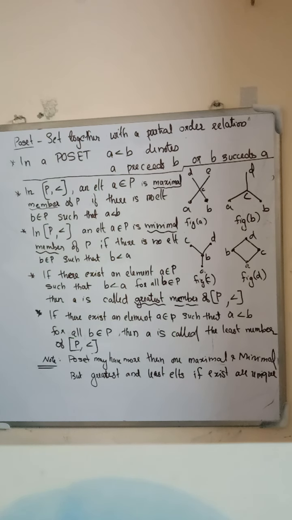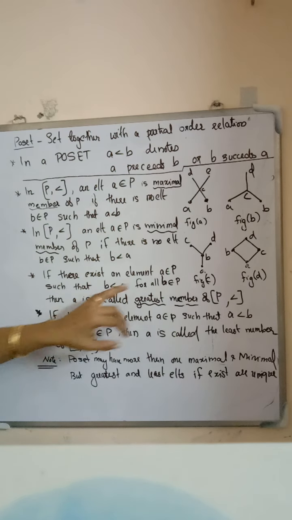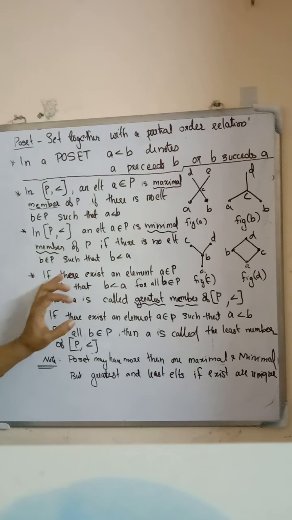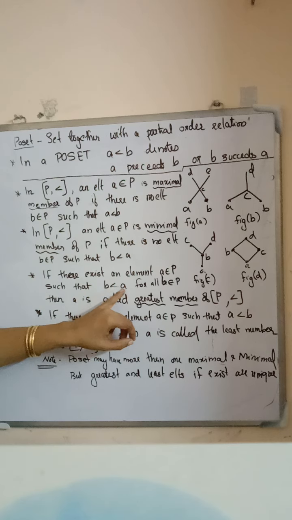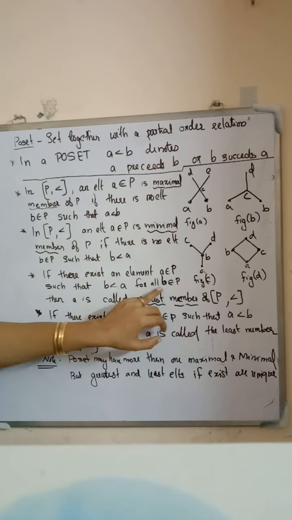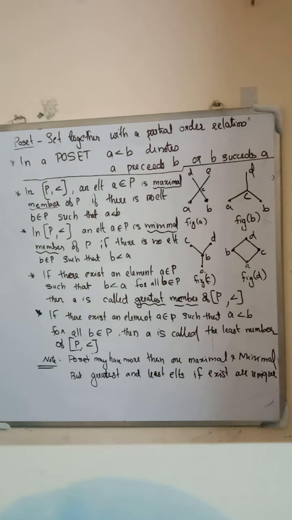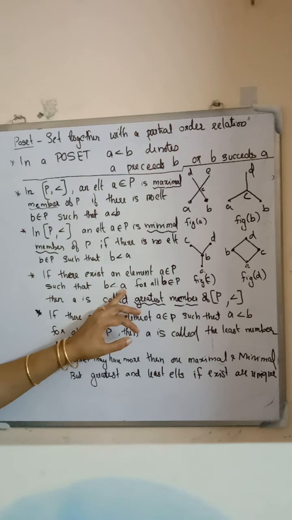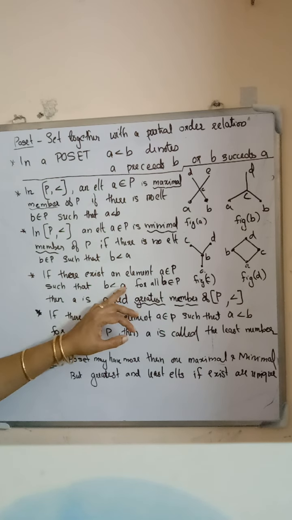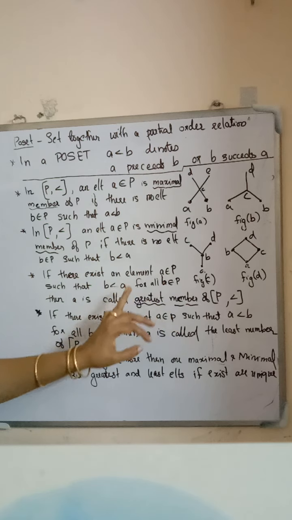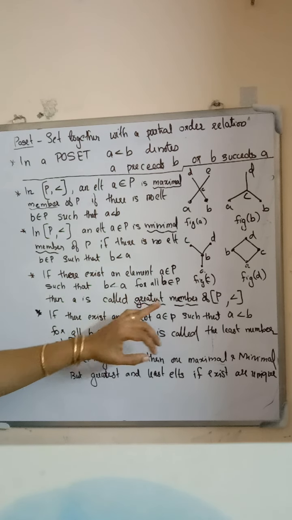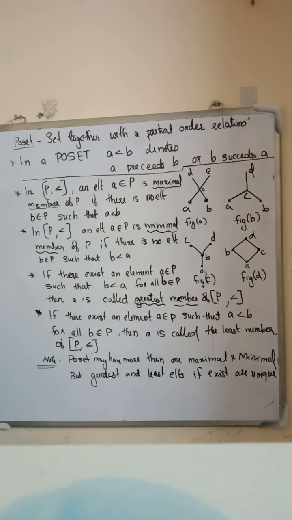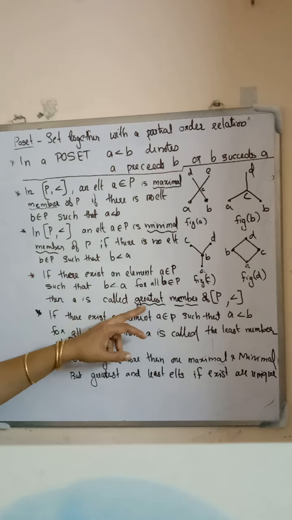Greatest member means: if there exists an element A in P such that B is less than A for all B in P, that is, A is greater than all the elements other than A in P, then that element is called the greatest member of P.